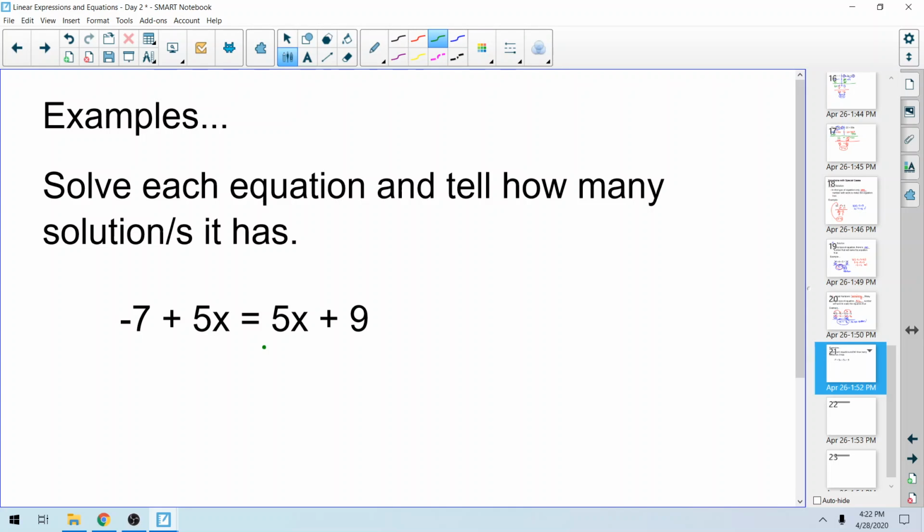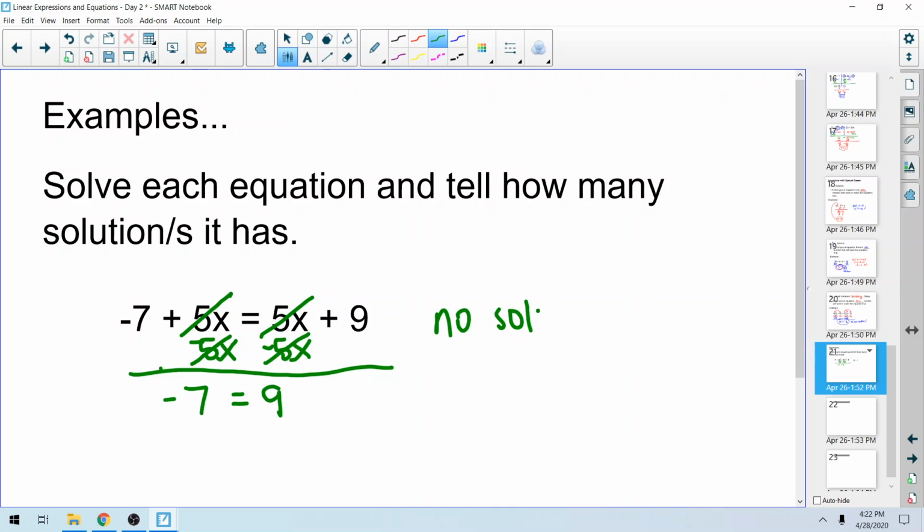I'm going to start, and I'm going to subtract 5x from both sides. 5x minus 5x is 0, so I'm just going to bring down my negative 7. 5x minus 5x is 0, so I'm just going to bring down my 9. Now I'm looking at that. Negative 7 equals 9. Is that true? And the answer is no, that's never true. So this says no solutions.